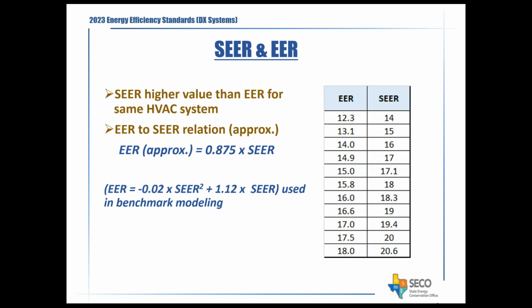So you can see on the right side over there that if a unit has a SEER of 14, it will be equivalent to a unit with an EER of 12.3. Similarly, if you have a SEER of 15, the EER will be equal to 13.1, basically. Again, this is if you just want to compare EER to SEER, but the smaller units, as I mentioned, will have a rating in SEER, and units 5 tons or larger are going to be rated in EER.